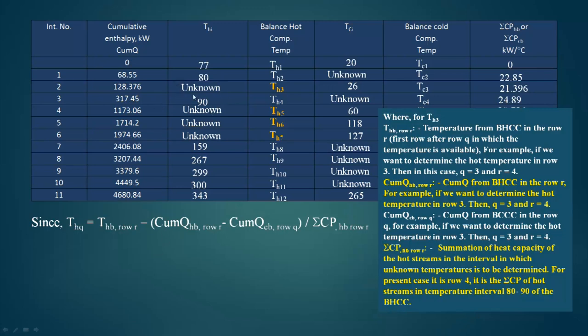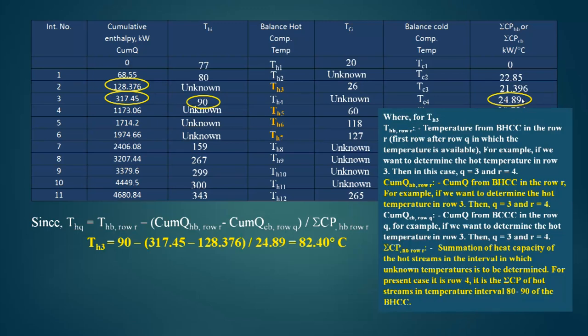Now, to start with, we will try to find out the unknown temperature here, which is TH3. Now, TH3 is given by using these temperatures and cumulative enthalpies and summation of delta Cp values. Now, this shows that I want these temperatures. So, the below temperature is given, which is 90, I have written it 90. Then corresponding to this temperature, the cumulative Q is 317.45, taken 317.45. Then we have deducted this value here, 128.376. Then we have divided this with the summation Cp values which is available here. So, it gives 82.40 as the unknown value. So, this moves to the unknown value here.